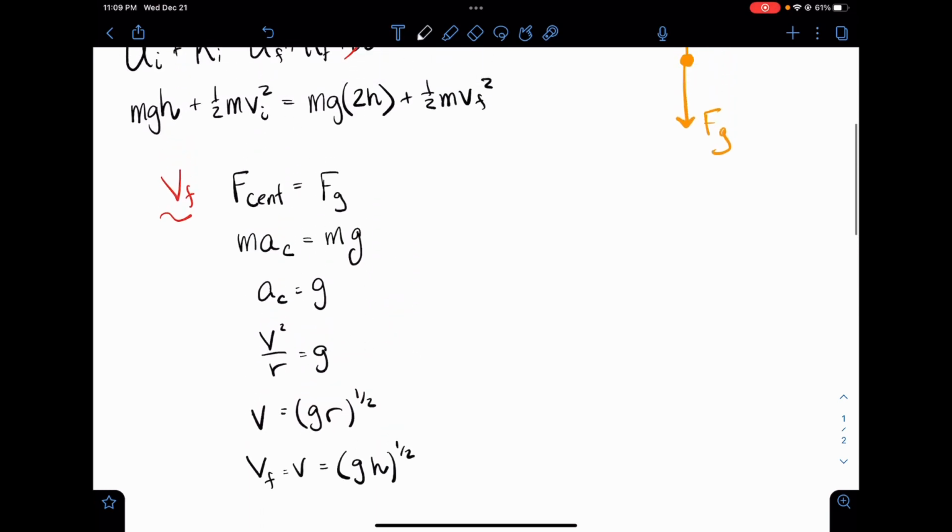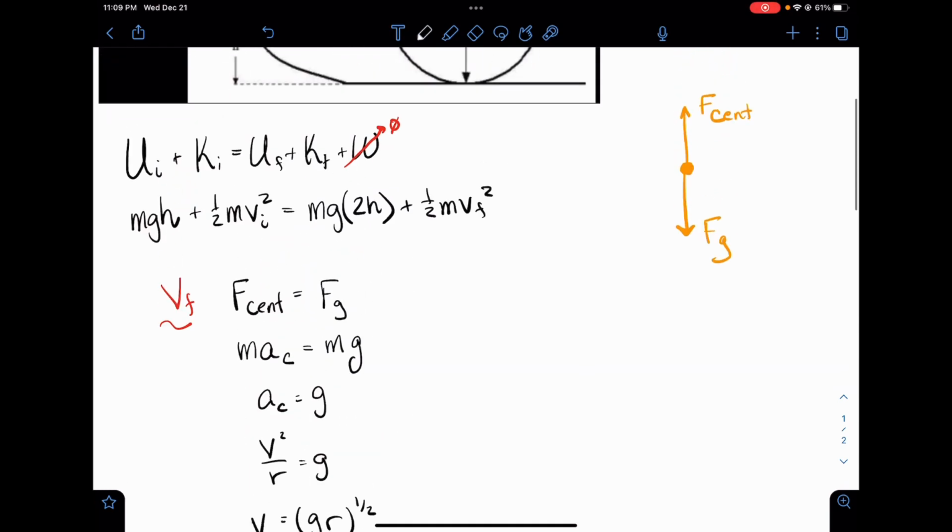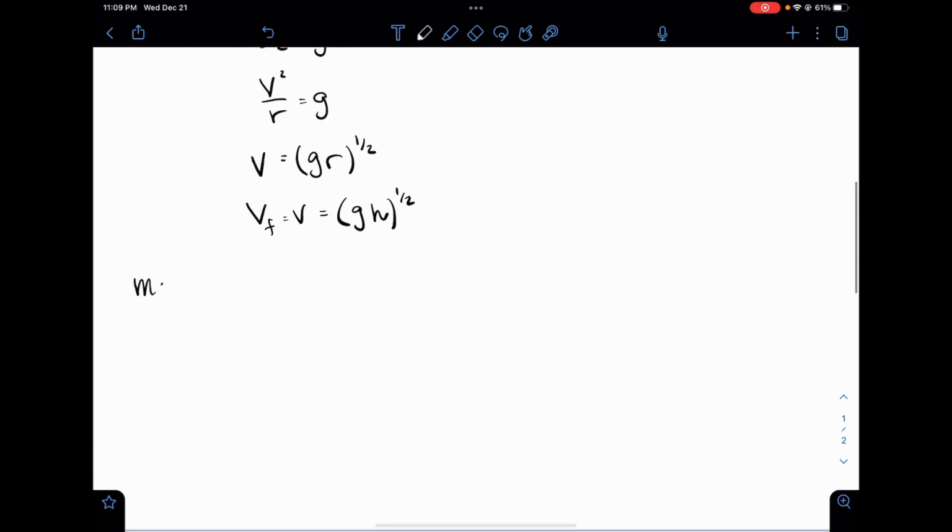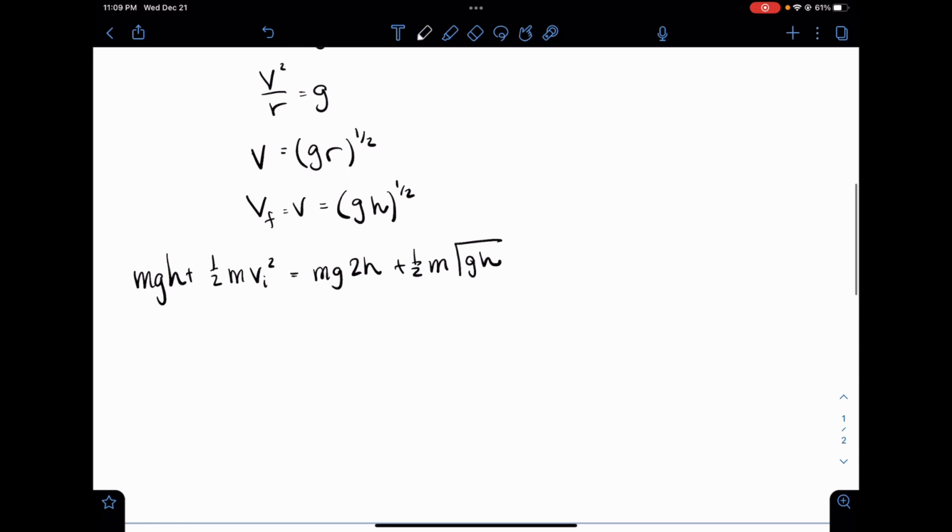So we can plug that into our original equation. So we have mgh plus 1/2 m v initial squared equals mg2h plus 1/2 m square root gh.